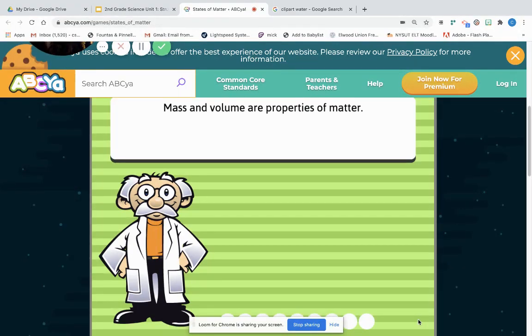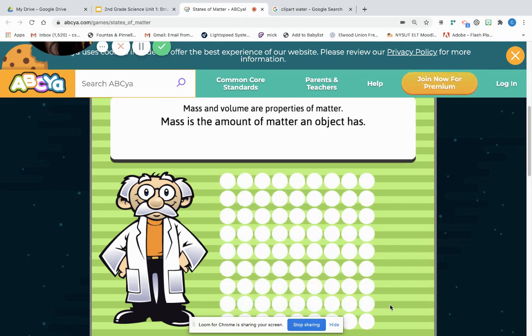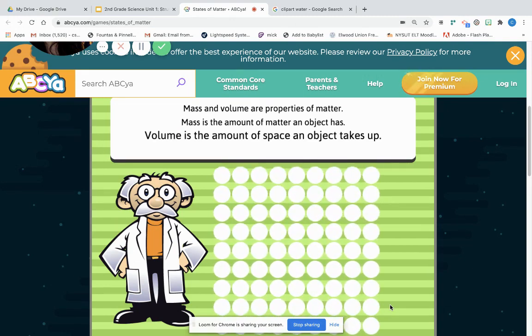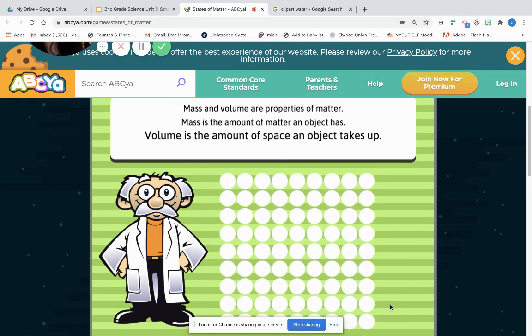Mass and volume are properties of matter. Mass is the amount of matter an object has. Volume is the amount of space an object takes up.